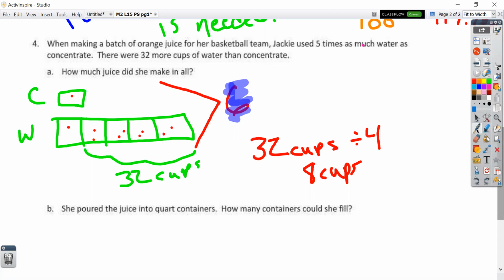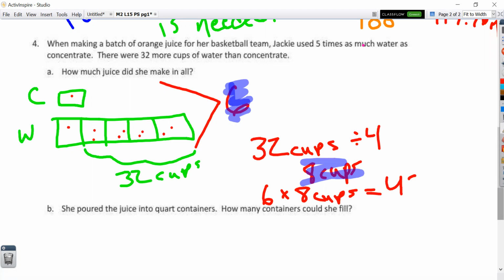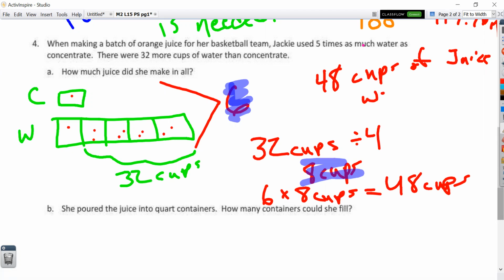6 times, yeah, now we have to bring it back for all of our units. So we're doing 6 times 8. Well, 6 times 8 cups equals 48 cups. So let's just make sure we've got all the work. How much juice did she make in all? Well, 48 cups of juice were made. Sorry about being sloppy with my handwriting.